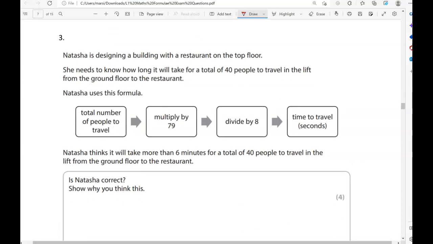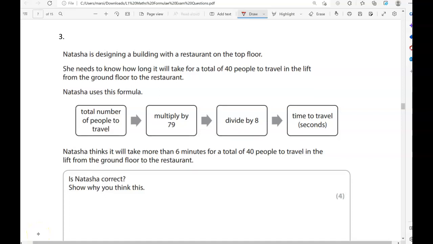Natasha is designing a building with a restaurant on the top floor. She needs to know how long it will take for a total of 40 people to travel in a lift from the ground floor to the restaurant. Natasha uses this formula. Total number of people to travel, multiplied by 79, divided by 8, gives the time to travel in seconds. Natasha thinks it will take more than 6 minutes for a total of 40 people to travel in the lift from the ground floor to the restaurant. Is Natasha correct? Show why you think this.